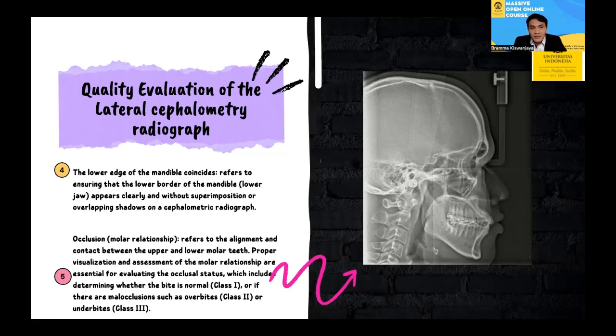The lower edge of the mandible coincides refers to ensuring that the lower border of the mandible appears clearly and without superimposition or overlapping shadows on the cephalometric radiograph. Moving on, we will examine the evaluation of occlusion and the positioning of the Frankfurt line. These elements are critical for accurate assessment of the craniofacial structure.